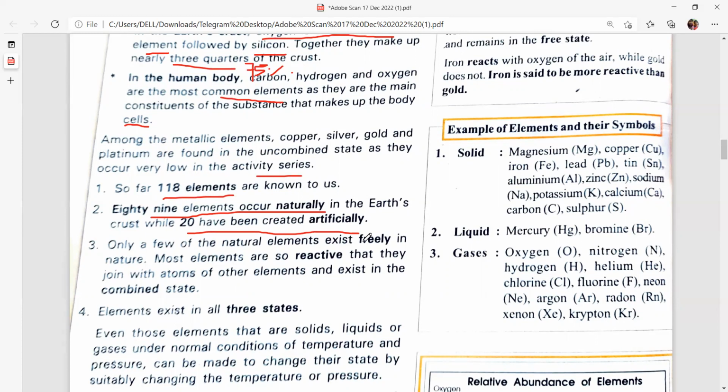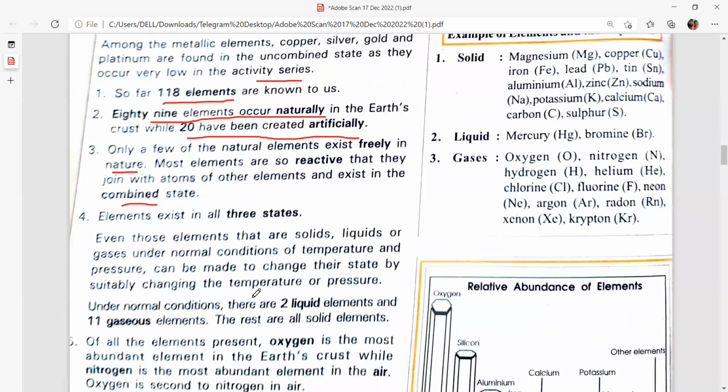Only a few elements exist freely in nature. Most are so reactive that they join with atoms of other elements and exist in compounds. देखो, free element बहुत कम मिलेगा क्योंकि atom is not stable. So it has a tendency to combine with other atoms and be stable as a molecule.